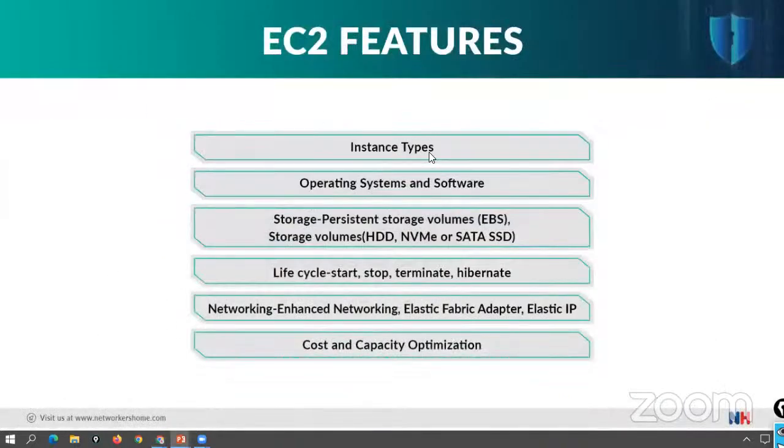Okay, so you select the instance type, and what OS you are going to launch. So what operating system you are going to run inside the EC2 instance, and what software you are going to run inside the EC2 instance. For that, we depend on AMI, Amazon Machine Image.